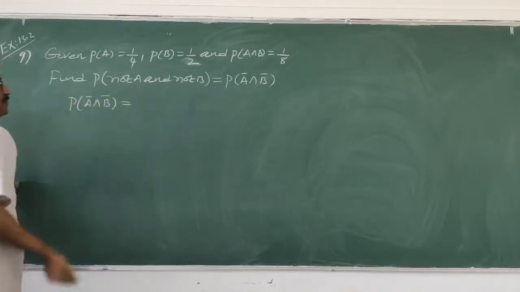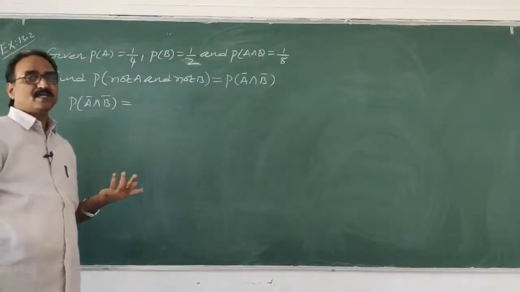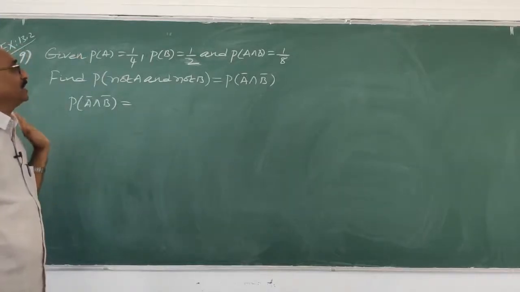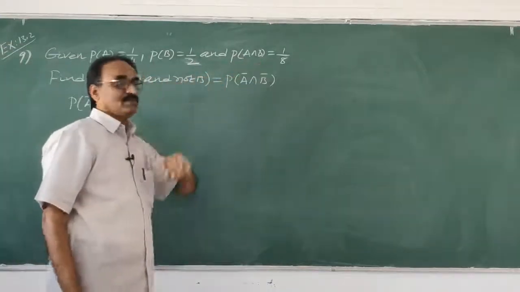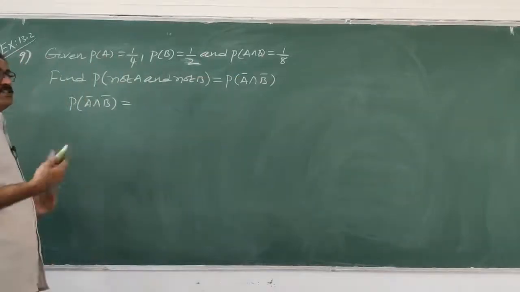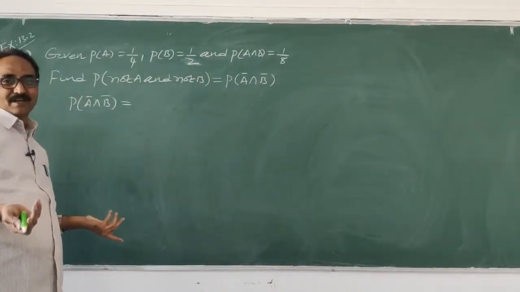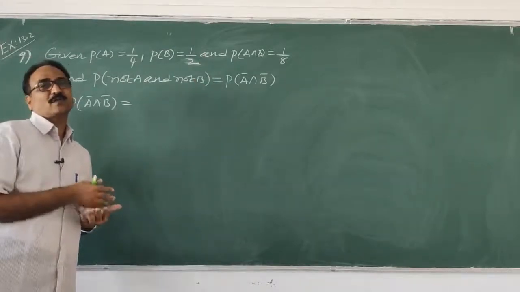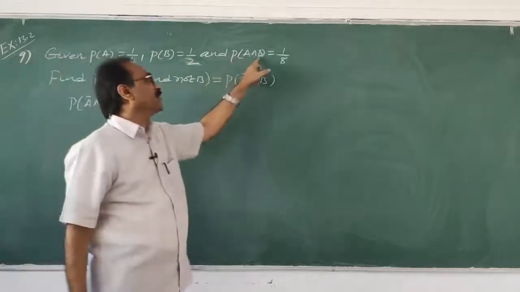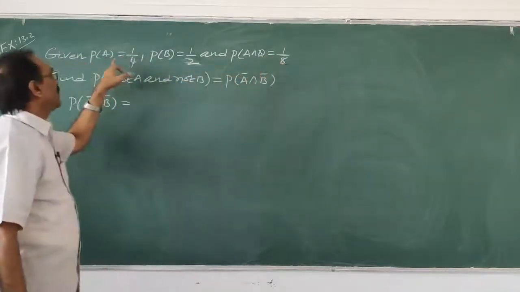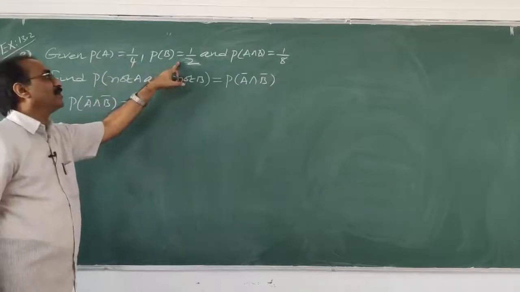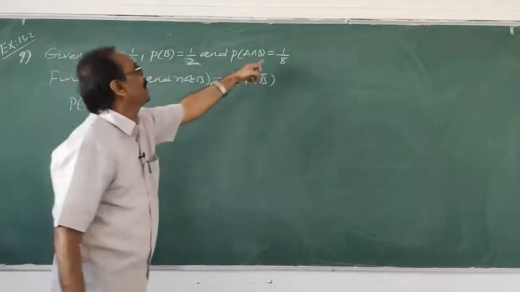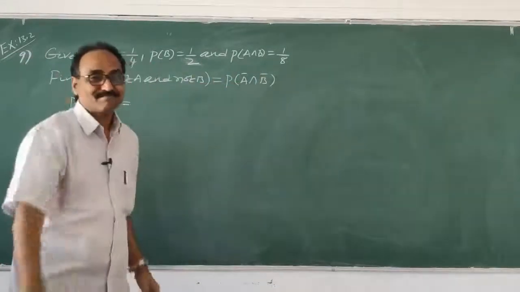If A and B were independent events, we would write P of A bar into P of B bar. But it is not given, nothing is mentioned. Now I will tell you, we can check whether the given events are independent or not. How to check, sir? Their intersection must equal their product. P of A intersection B is given as 1 by 8. P of A is 1 by 4, P of B is 1 by 2. 1 by 4 into 1 by 2 is 1 by 8. 1 by 8 is equal to 1 by 8. Yes, they are independent events.